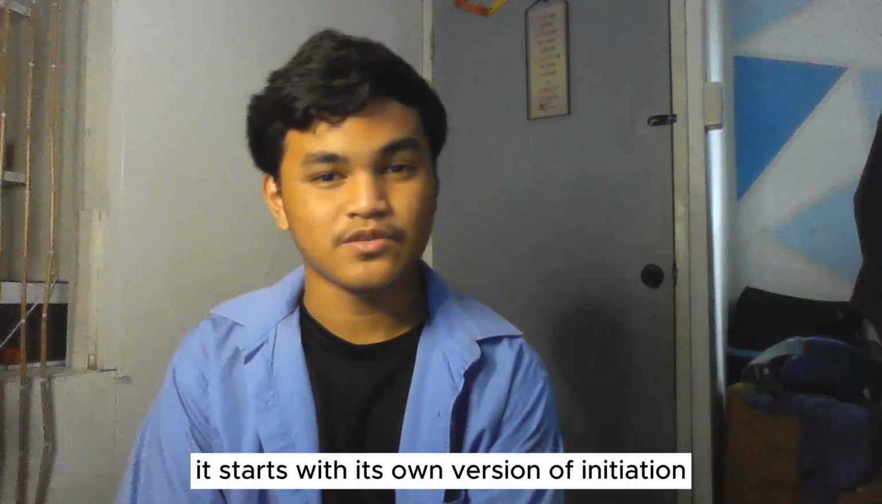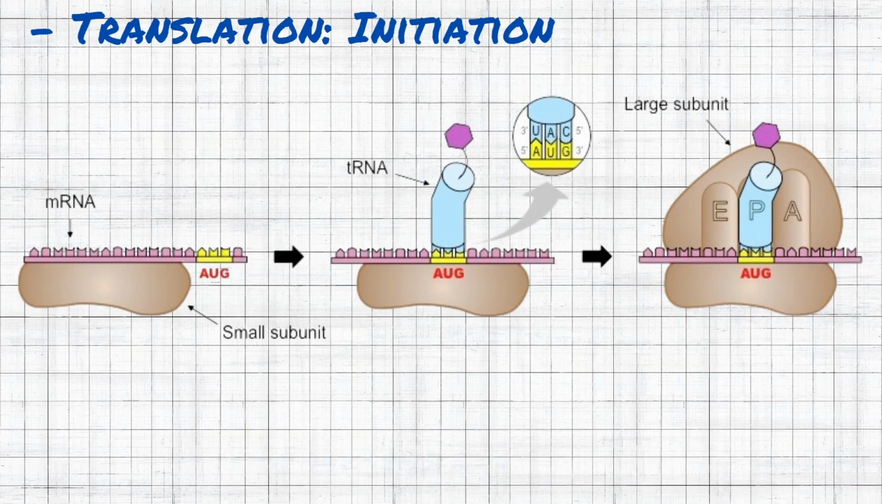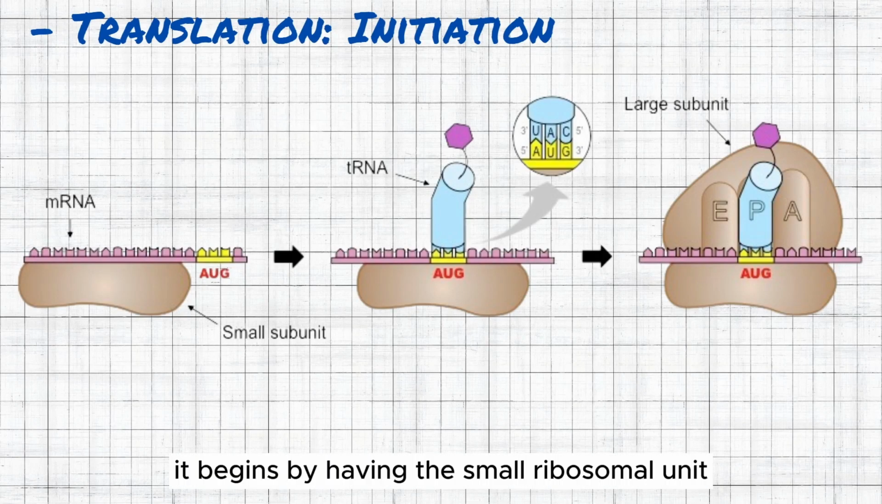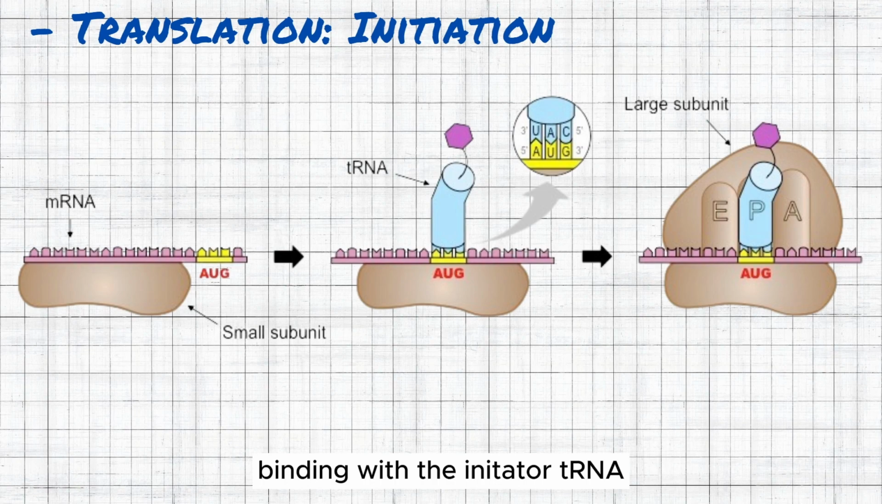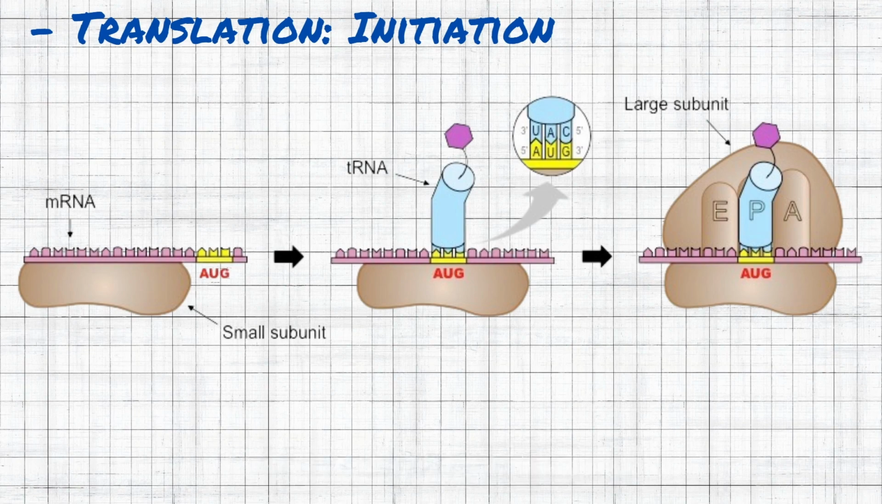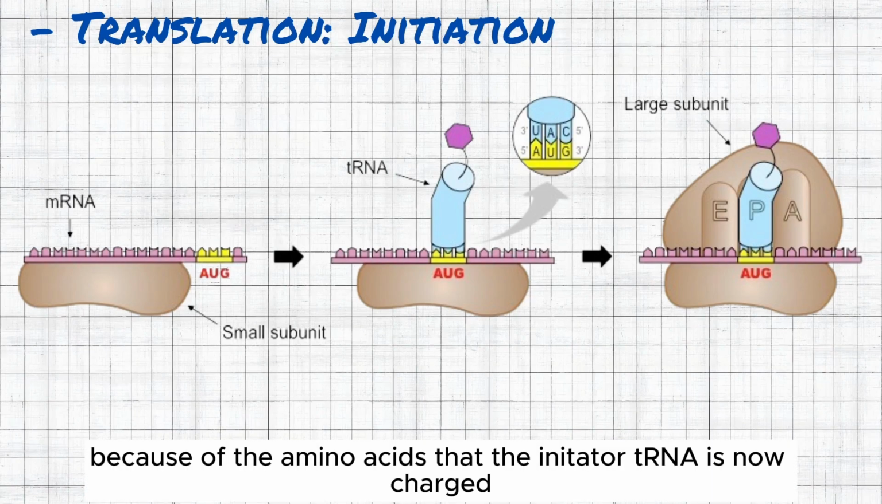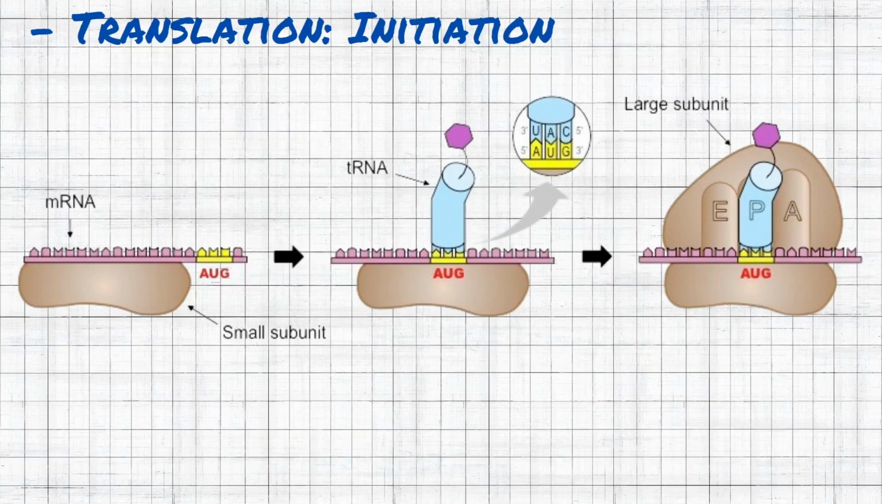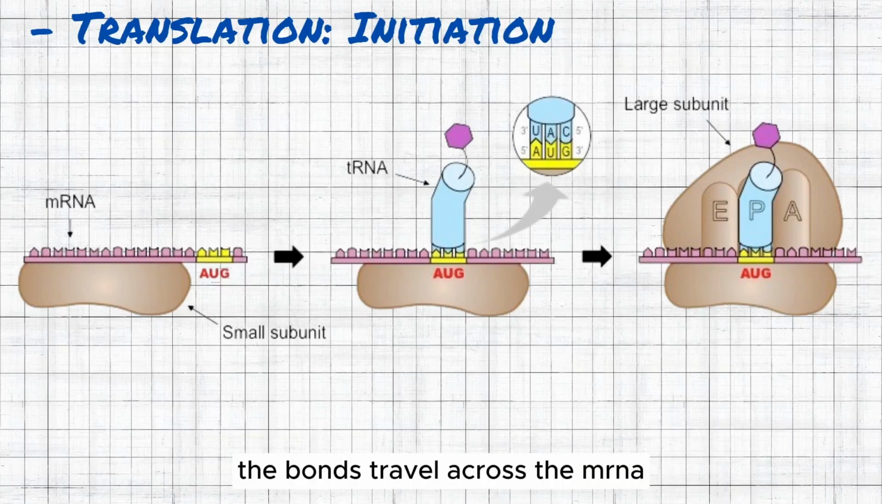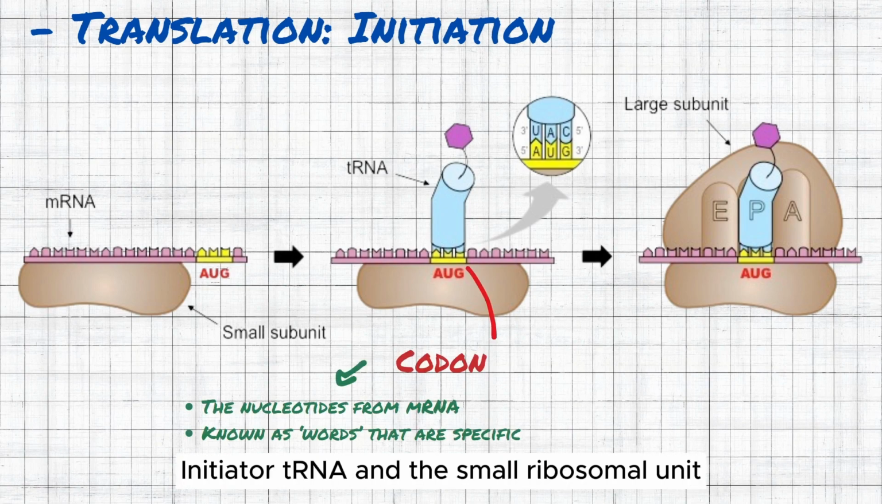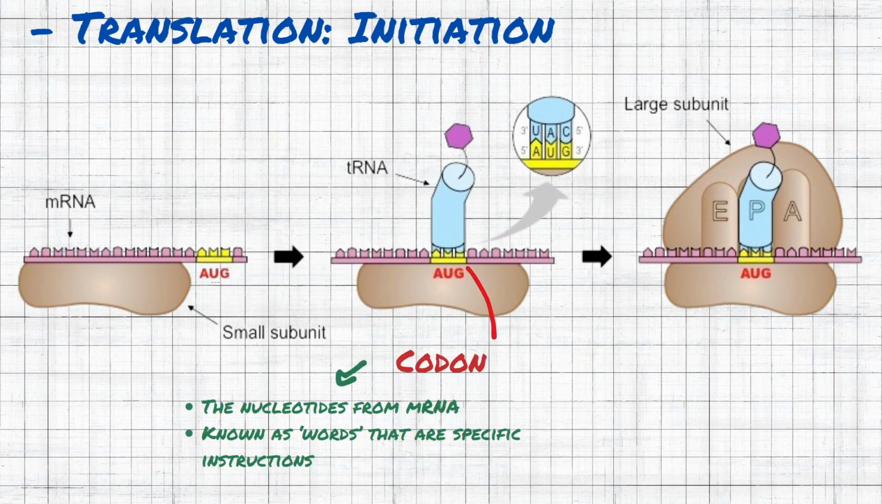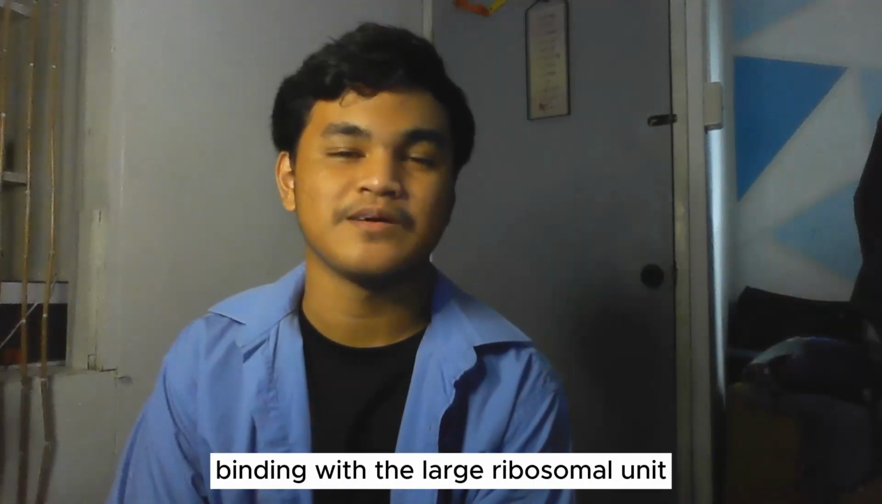It starts with its own version of initiation. It begins by having the small ribosomal unit binding with a tRNA. Because of the amino acids, the tRNA is now charged. The bound units travel across the mRNA to find a specific codon which signals the translation process. The initiation ends with the joint tRNA and small ribosomal unit binding with a large ribosomal unit.